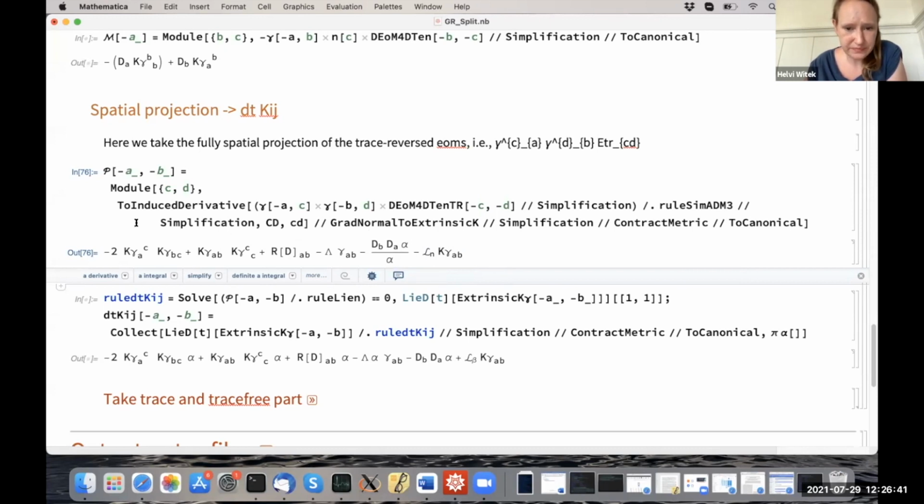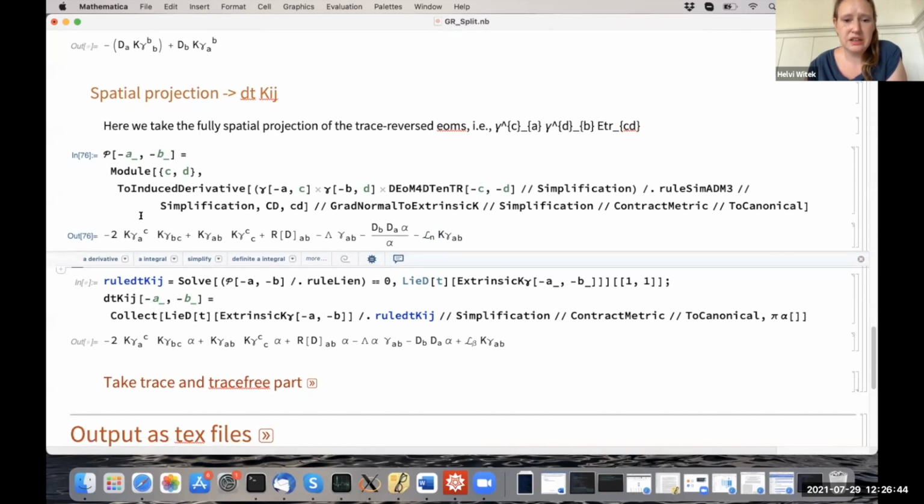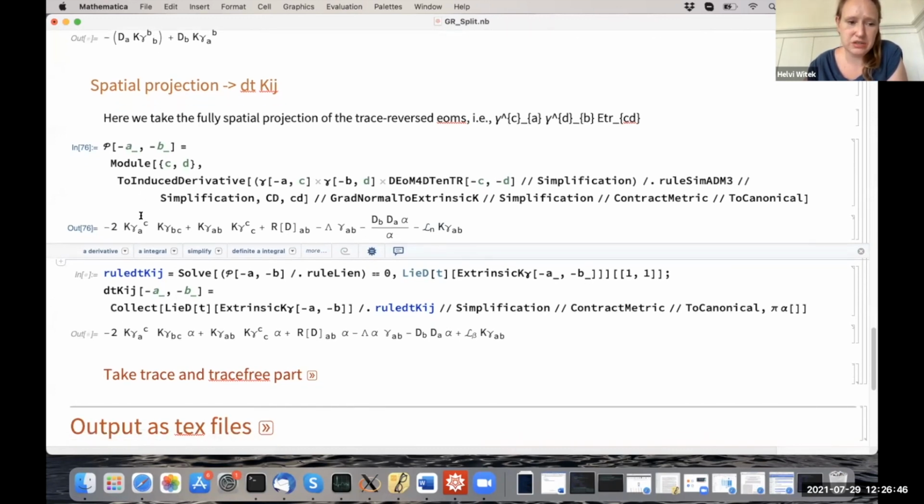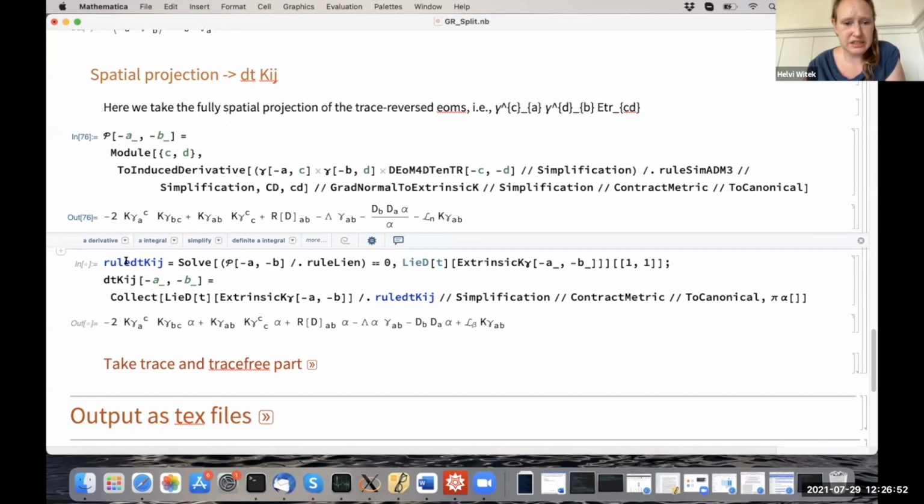Now, the last step that I'm doing here is just for convenience, because I would like to write out the time derivative of the extrinsic curvature explicitly. So I'm saying, take this equation, curly P, that I derived here. The way I defined it, I know that P equals 0. That's great. So I'm taking this expression and saying, replace the normal vector with the time derivative and the shift vector that I defined in the very beginning, equals 0. Then take this expression and solve it for the time derivative of the extrinsic curvature. So this defines a replacement rule here.